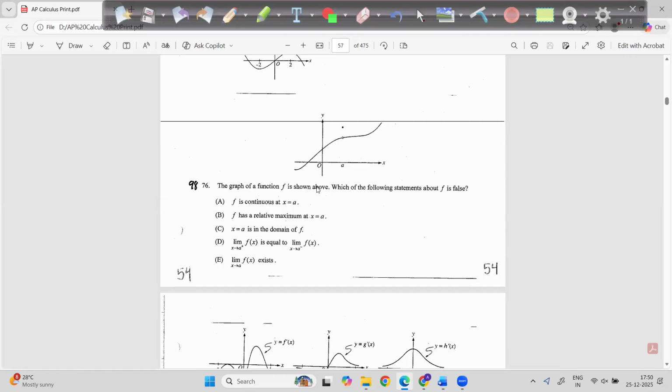F has a relative maxima at x equal to A. The function is only not continuous, so speaking about relative maxima or minima does not make sense there. X equal to A is in the domain of f. Is it in the domain of f? It is in the domain. Only at that point we have some other value. The limit as x tends to A is equal to L. The function has a limit, but the function is not continuous. Clearly the function has a limit. So D is correct. The limit exists at A. Since D is correct, definitely E is correct. The moment you have this clarity, when you are solving questions, it will help you do questions in a better way. Okay?